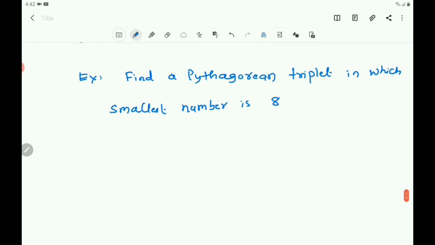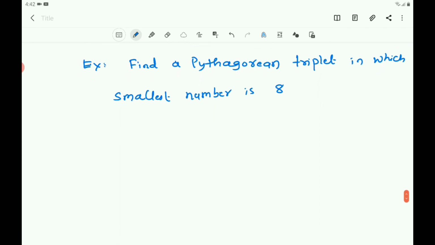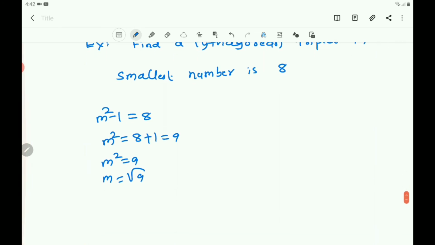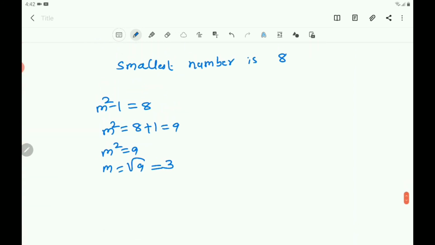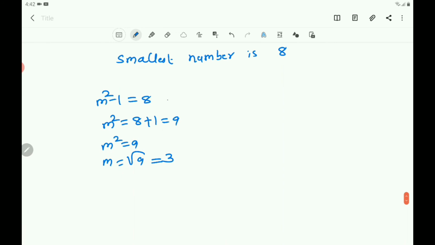Now here, out of 2m, m square minus 1, m square plus 1, first let us have m square minus 1. Let us consider m square minus 1 is the smallest number. M square minus 1 equals 8. Then m square equals 8 plus 1 equals 9. So m equals root 9, that is 3. Now m square minus 1 is 8.